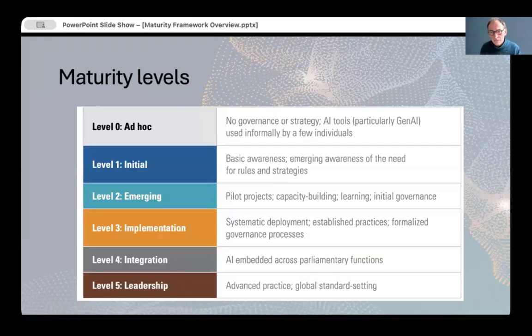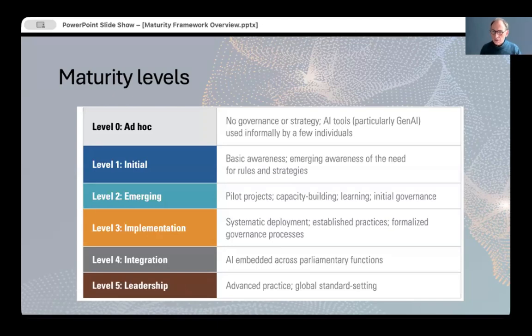And again, I'm not going to go into great detail of these now, but we'll touch on them throughout the webinar. Level 0 is you have no formal governance, you have no strategy for AI. Yes, there are some AI tools being used, but it's very much shadow AI. It's very much just being used in the corners of the offices by people who are the early adopters. You know, that 10% of your workforce or members who see some benefits, but there's no controls. And as you can see, those levels step up. So an emerging awareness of the need for rules, stepping through to having pilot projects and capacity building, building initial governance, and then more systemic deployment, more established practices at level 3 and implementation.